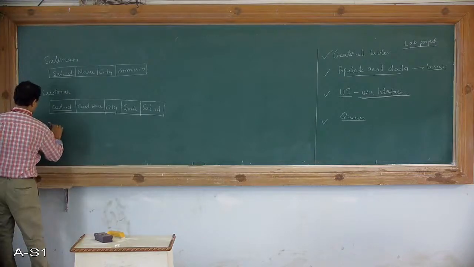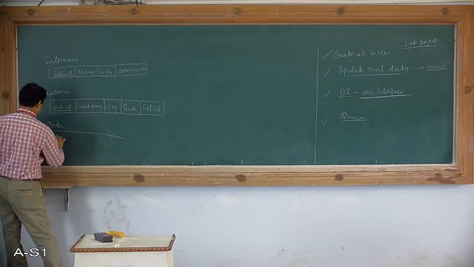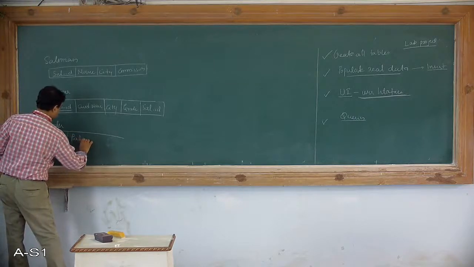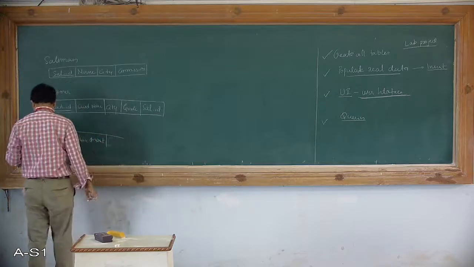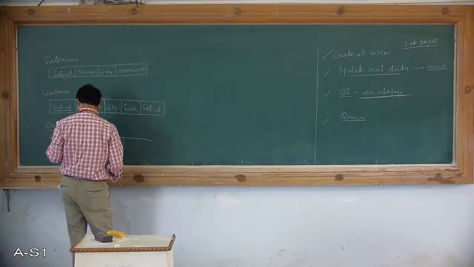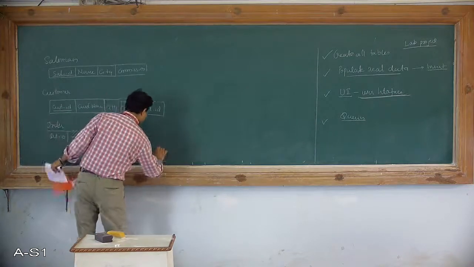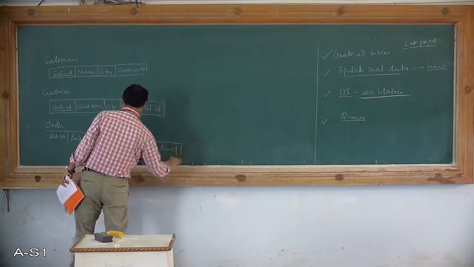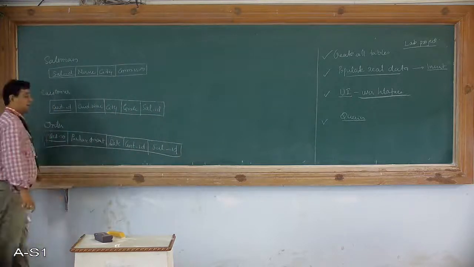Then the order table. Order number is the primary key here.